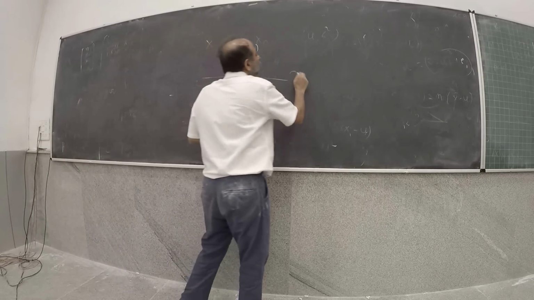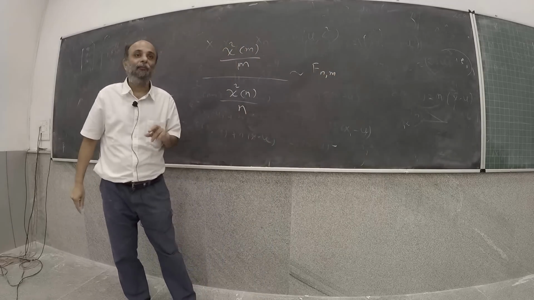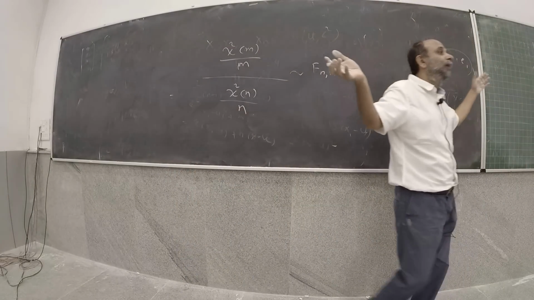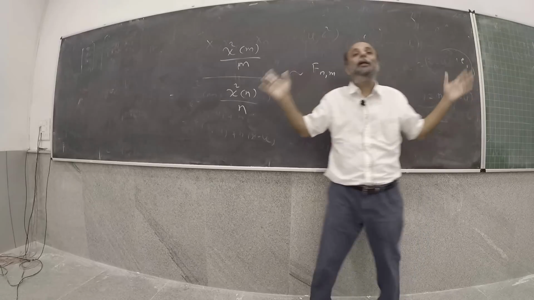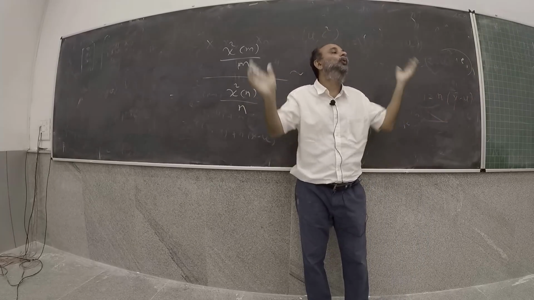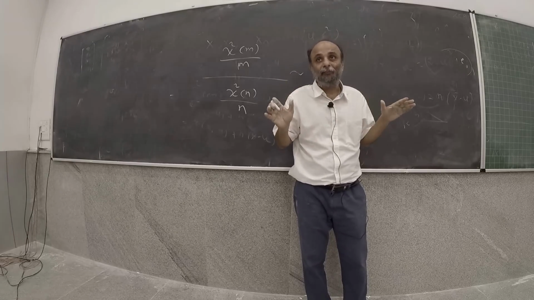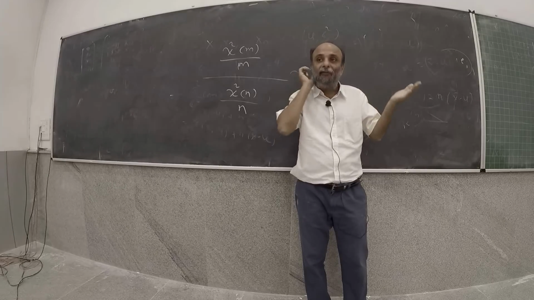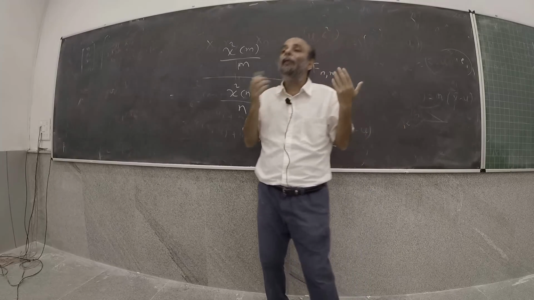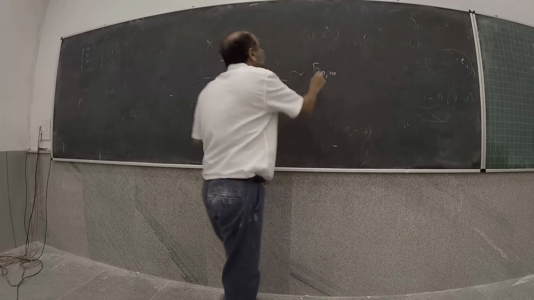What you get is called an F distribution with n and m degrees of freedom. So what is the F distribution? It's the ratio of two independent chi-square distributions divided by their own degrees of freedom. The F distribution is nothing but the ratio of two independent chi-square distributions divided by their respective degrees of freedom.